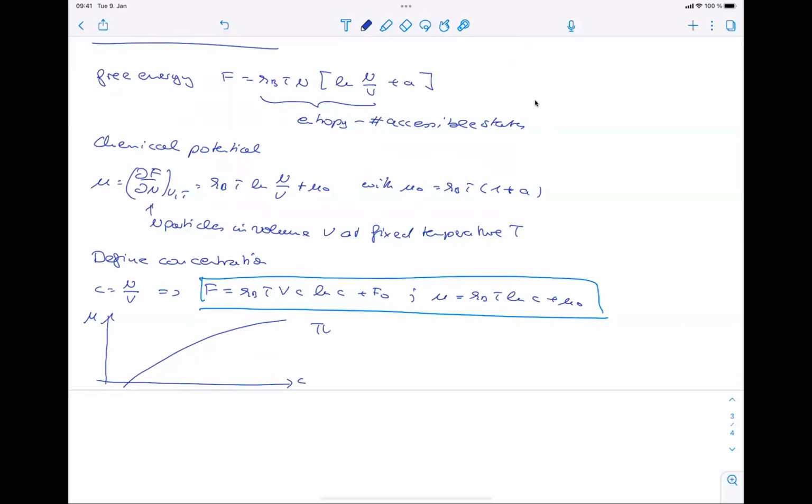So the more particles there are, so the higher the concentration, the more difficult it is to insert an additional particle.